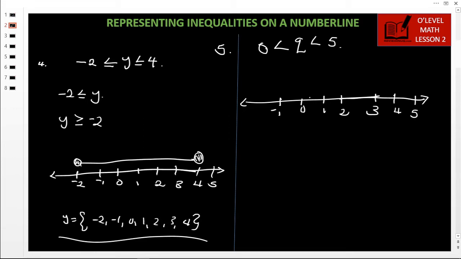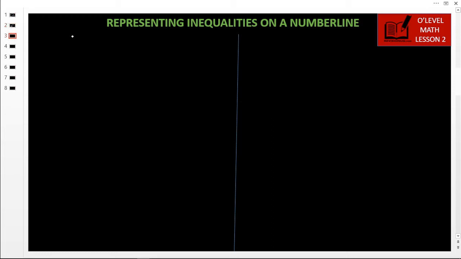Then our boundary points: we have 0, so our first circle there, then another one here, so it is in the middle, so it is an intersection. So our circles are not shaded, simply because the boundary values are not included. Okay, now let us look at it in this form.